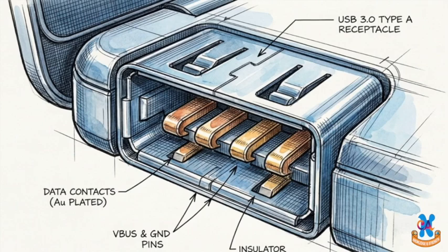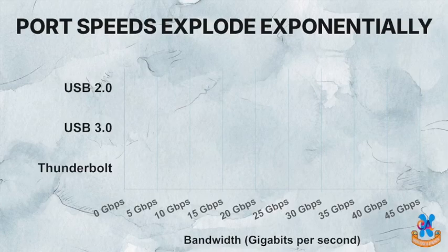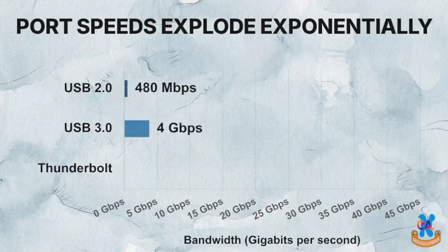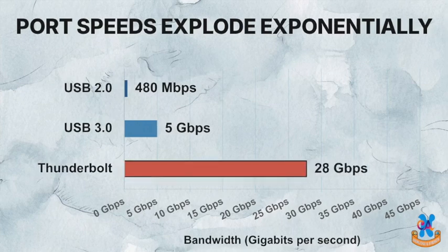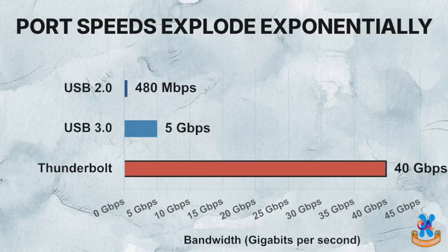A port is the physical interface where data bridges the gap between internal motherboards and external peripherals. This timeline illustrates the speed evolution of universal data ports. USB 2.0 maxes out at 480 megabits per second. USB 3.0 jumps to 5 gigabits. And the Intel-developed Thunderbolt port scales even higher, carrying video, audio, and data through a single high-speed connection.